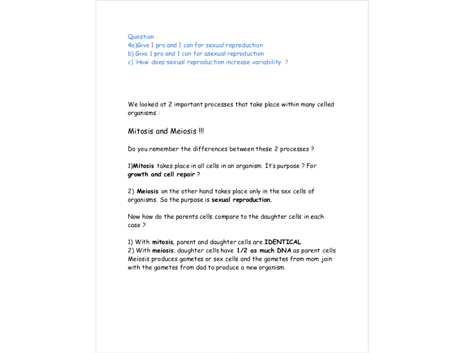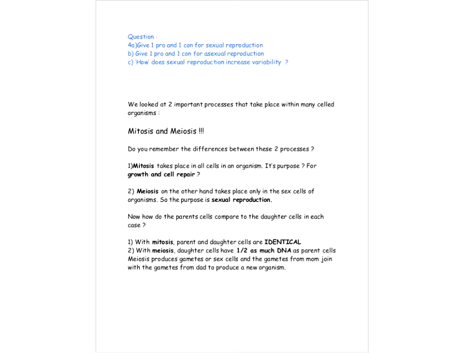So now we're going to talk about mitosis and meiosis. Both these M words take place in multi-celled organisms. So that's another way you can remember it, you've got another M there. Mitosis, meiosis, multi-cell. These processes take place in multi-celled creatures.